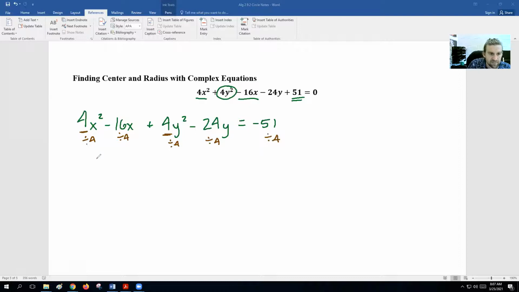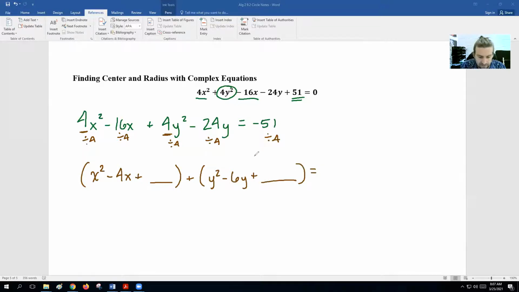Okay, so if we divide that by 4, that just becomes x squared. And then minus 16 divided by 4 is 4x. Let's put the blank here because we're going to complete the square. Then plus y squared divided by 4, that'd just be y squared. Negative 24 divided by 4, that's negative 6y. Let's put a blank here. And then equals, we actually have to do this. Now, 51 does not divide by 4, but we're going to put that in here. Negative 51 divided by 4, and we get negative 12.75. And we're going to put our two blanks from before. Now, we have a decimal here. Don't freak out. This should work out nicely.